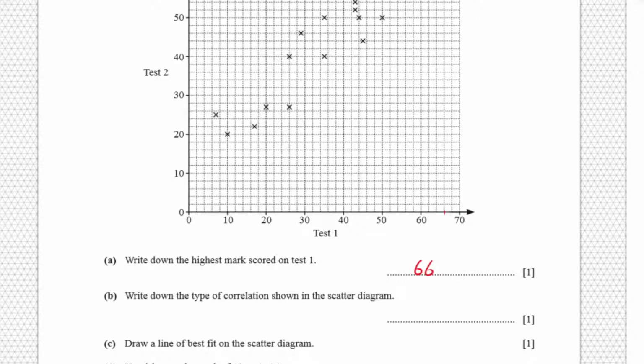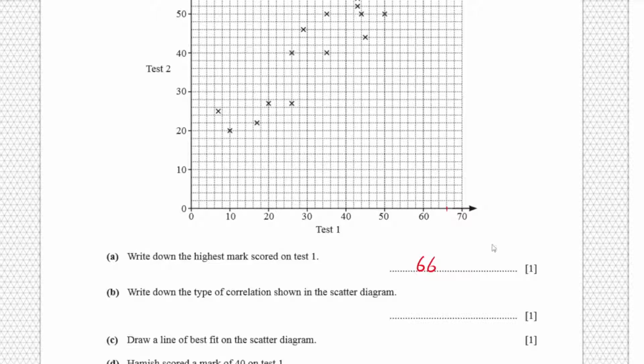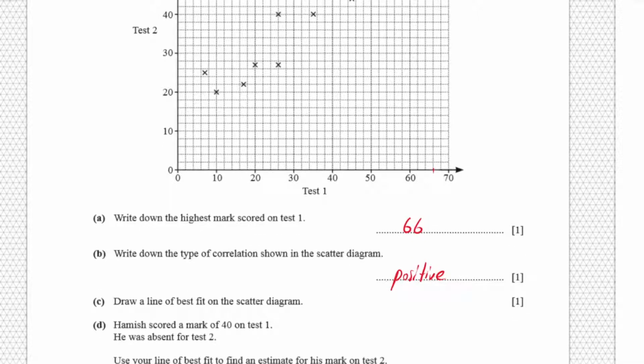Write down the type of correlation shown in the scatter diagram. Looks like a positive, right? We have either positive or negative. There's also strong positive and weak positive. This one looks like strong positive, but we can just go with positive, right? Positive correlation.